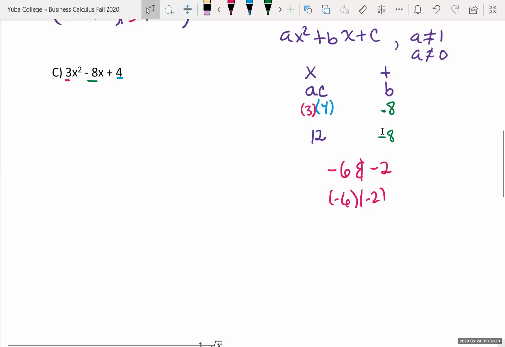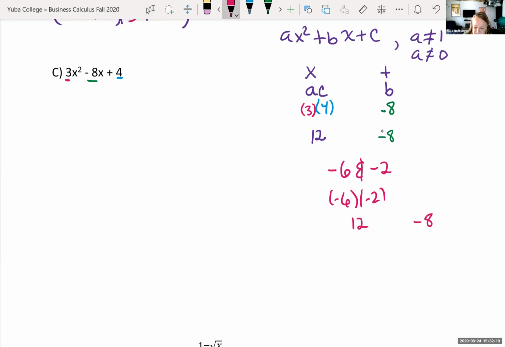Okay. So this would have been 12, or multiplying 12, negative 8. And negative 6 plus negative 2 is negative 8. Okay, so this is where we have to do this trick. And what we're going to do is, instead of writing our middle term of negative 8x, we can rewrite that as a sum using those two coefficients we found. So we could technically rewrite this.